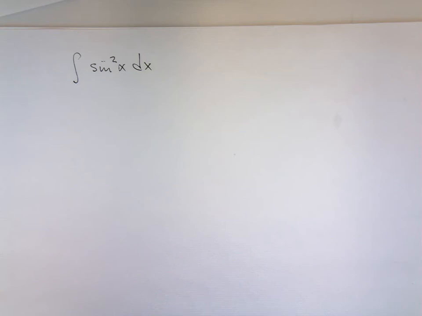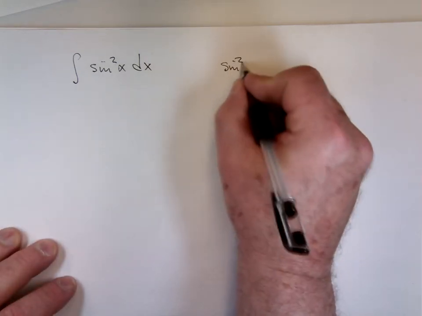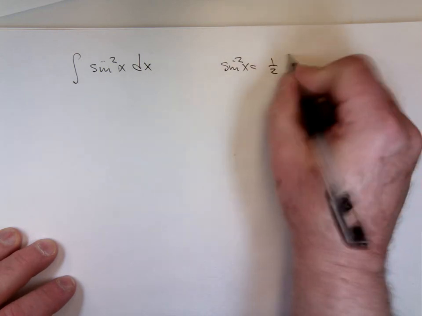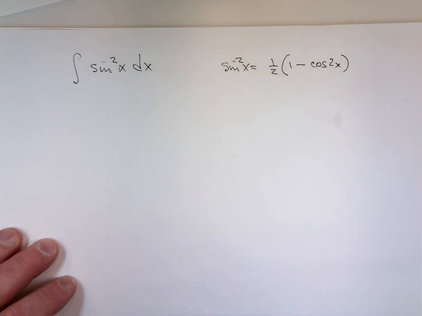What you need is a special trig identity. It's called a half-angle identity. And the fact of the matter is sine squared is 1/2 (1 minus cosine 2x). That's what sine squared is equal to. Is it the same thing with cosine? And cosine squared is equal to 1/2 (1 plus cosine 2x).